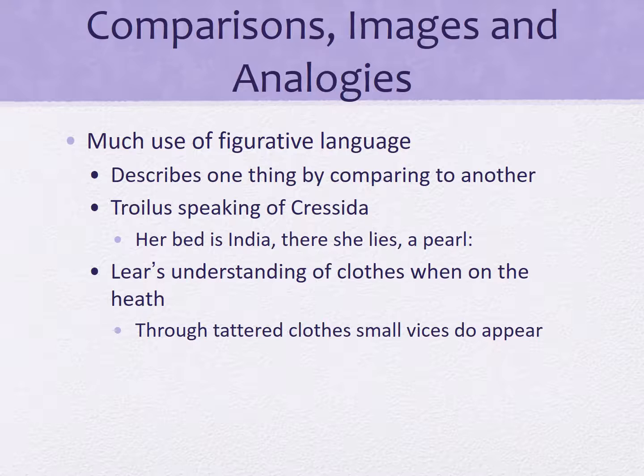Lear's understanding of the clothes when he's on the heath is another analogy. So through tattered clothes, small vices do appear. And what he's saying is that when someone is not whole, when their character is flawed, those vices appear as if through tattered clothes you were seeing the skin.